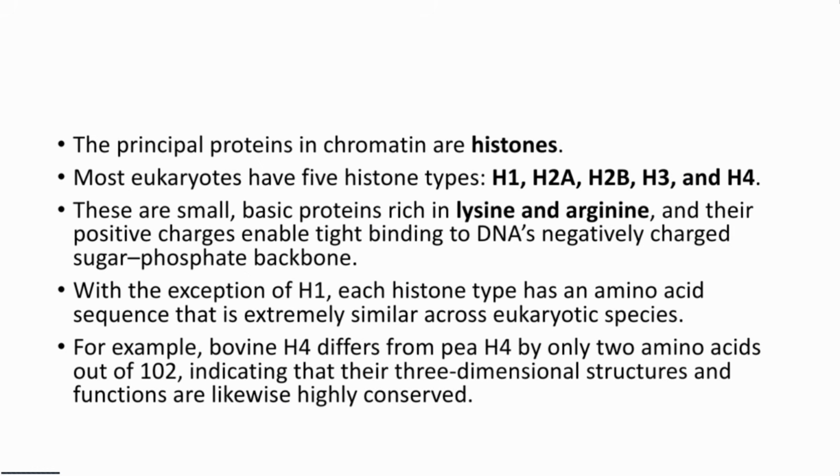So for example, the bovine H4 differs from the pea H4 by only 2 amino acids out of 102, which indicates that the histones, the other 4, are highly conserved.